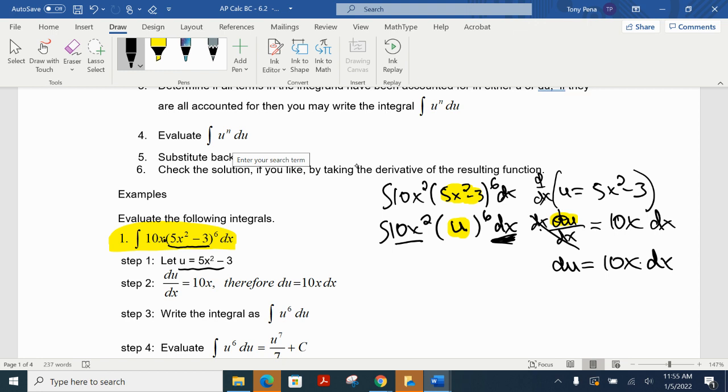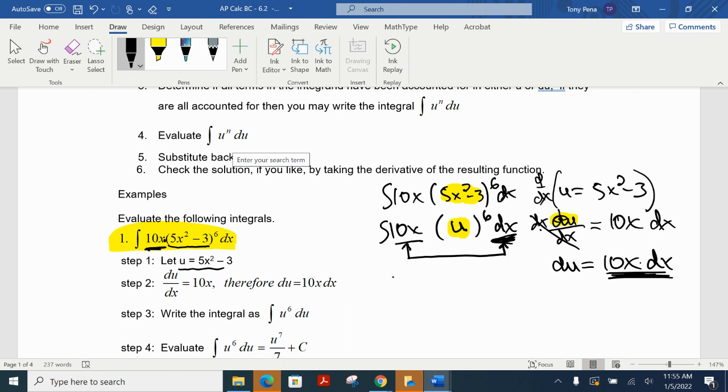So if we revisit this function over here, notice how I have, I'm sorry, I copied this down wrong too, so you're yelling at me at home from your computer screen, sorry. This should be 10x. I don't know where I got that 10x squared from. So 10x and then 5x squared minus 3. And now if we look and see what I've gotten, the derivative of this gives me 10x dx. So if we look at this 10x, and if we look at this dx, notice how the product of 10x and dx is equivalent to a du.